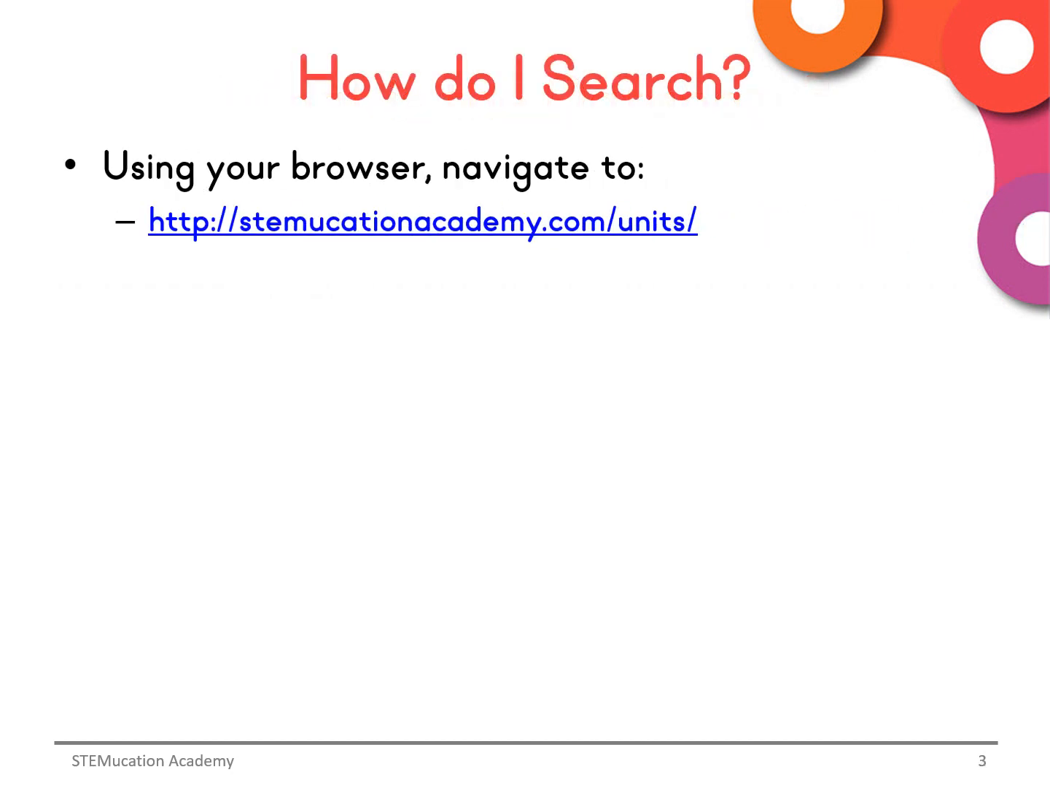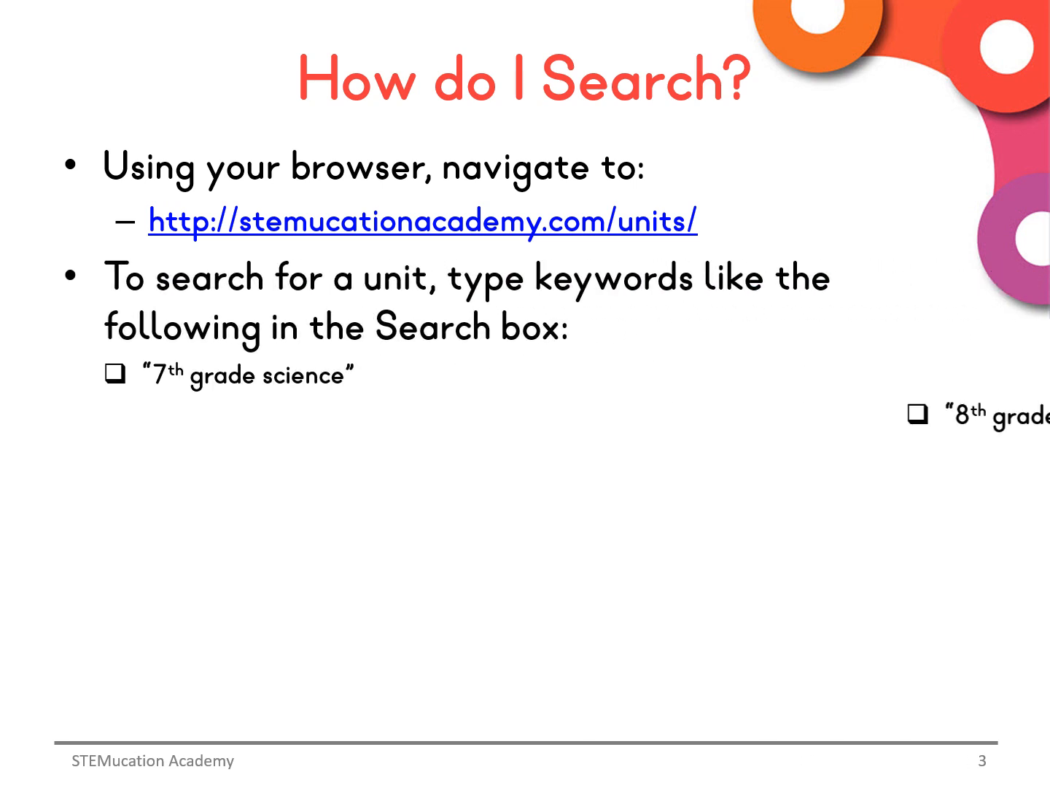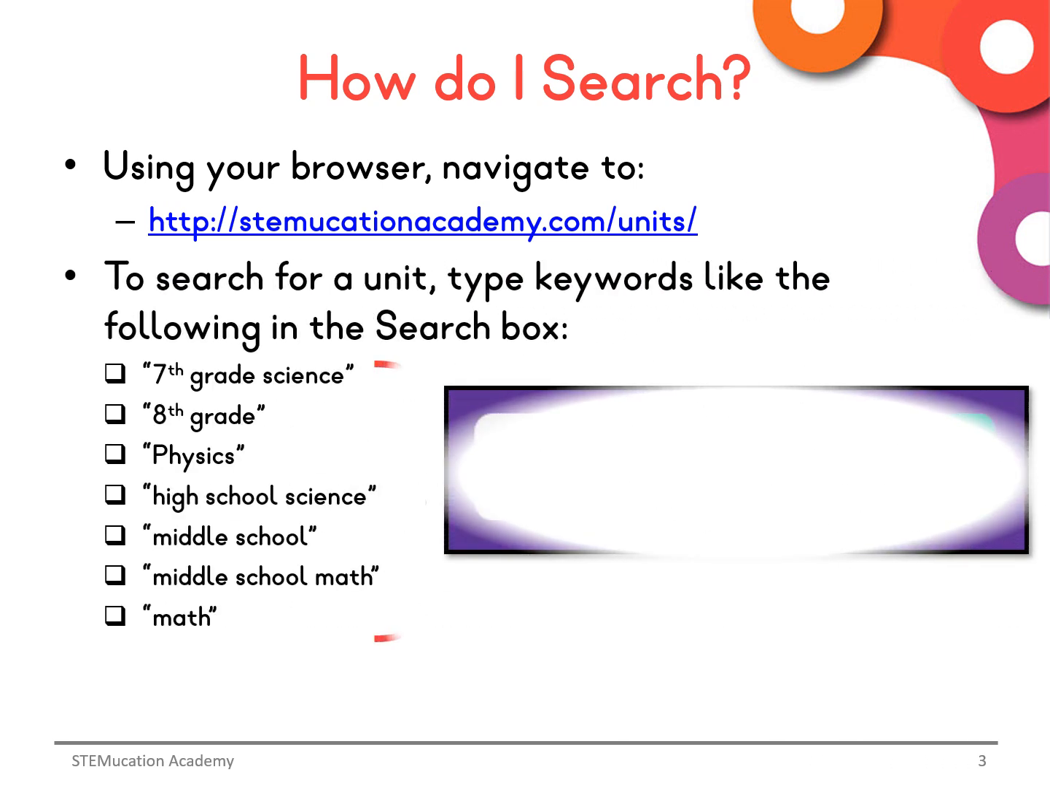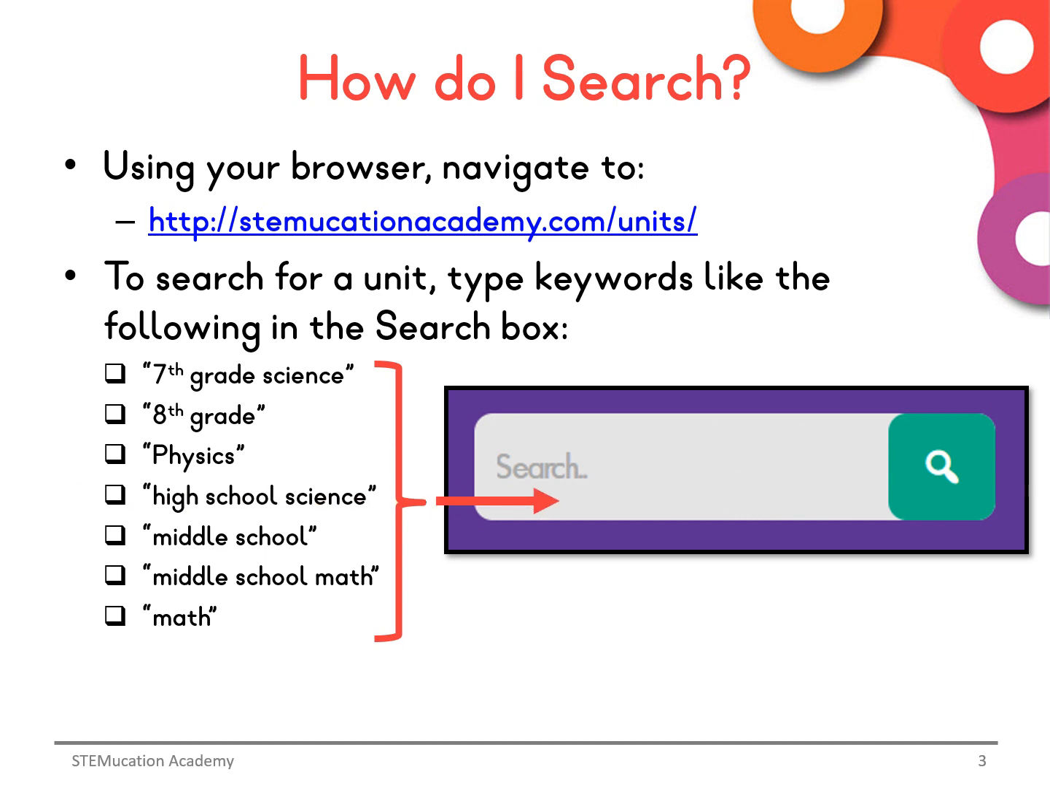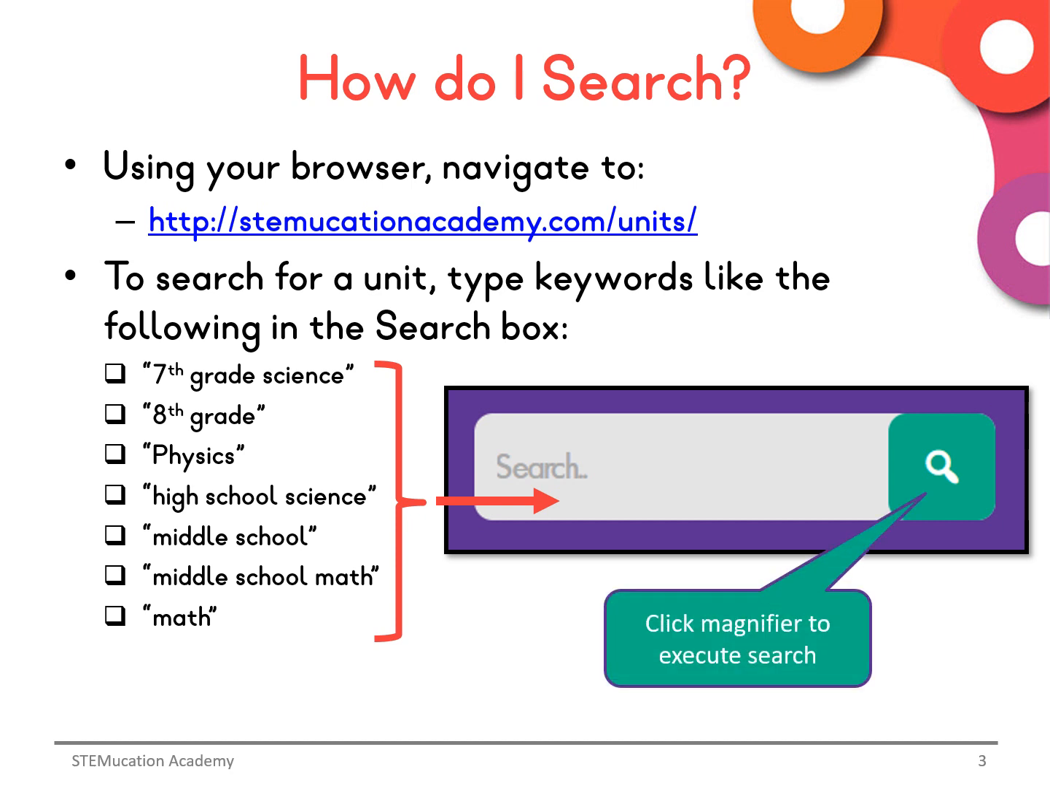To use the STEMucation Academy database, navigate to the website at the web address noted here on this slide. Then enter a keyword such as those noted here in the search box. If you know the author's last name, you might enter that as well. Once you've typed in the keyword or keywords for the search, click the magnifier symbol to do your search.